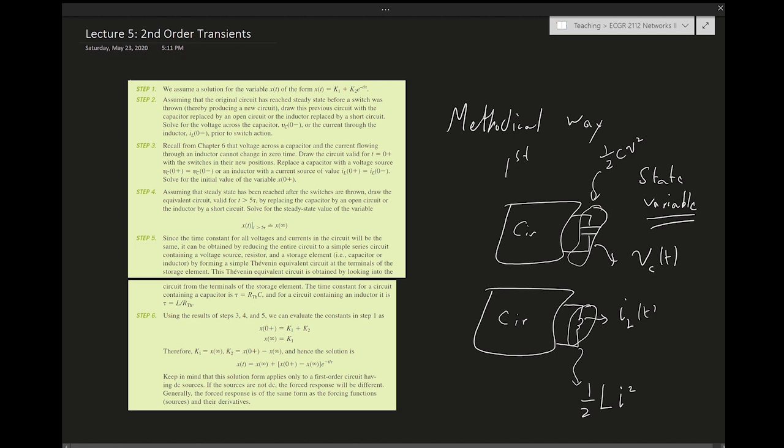So this methodical method has 6 steps, as described in the textbook. Right? We're going to go through an example that demonstrates those different steps. So step 1 is we assume the solution is going to have this form. We know the solution is going to have this form, right?